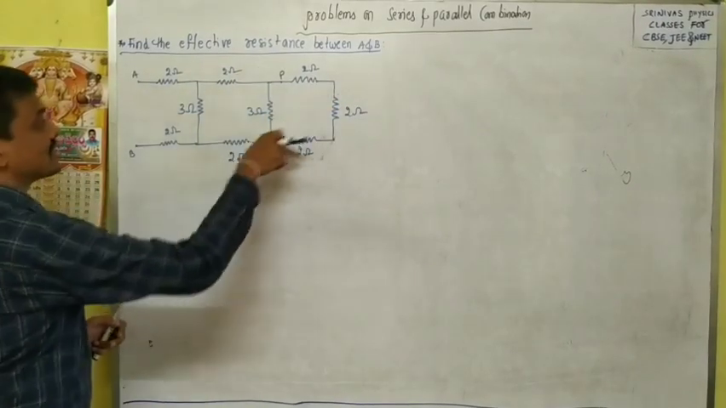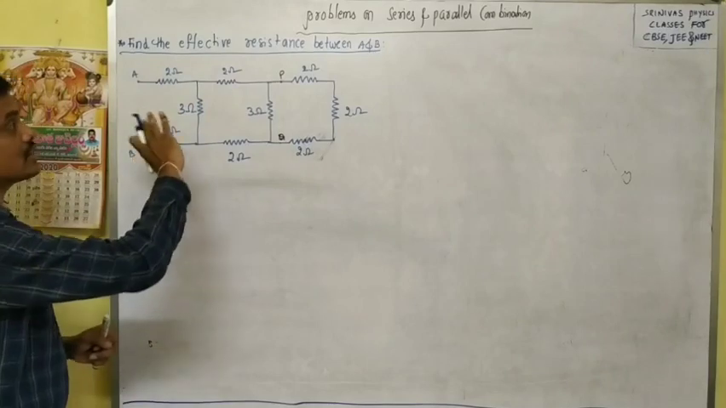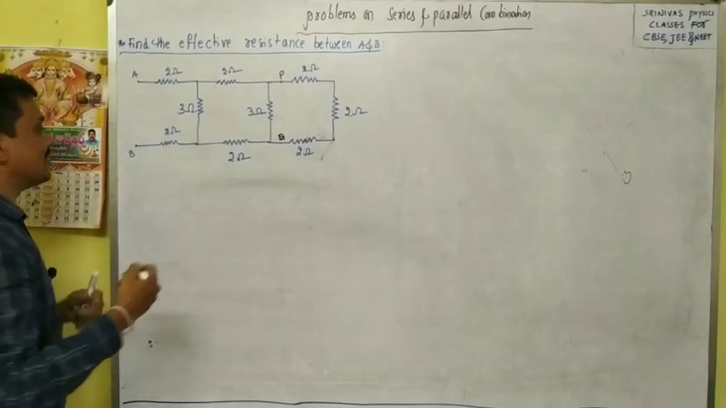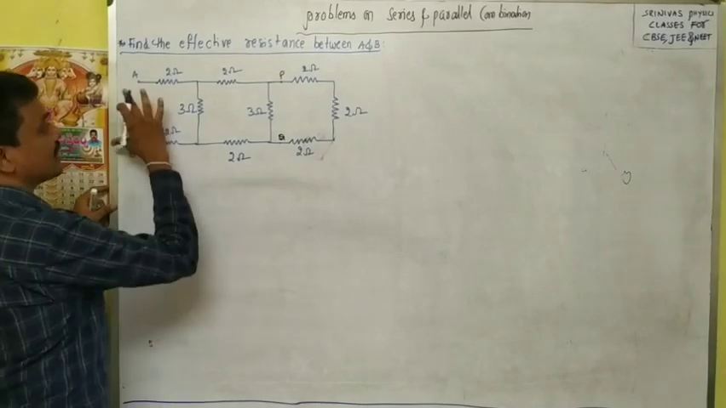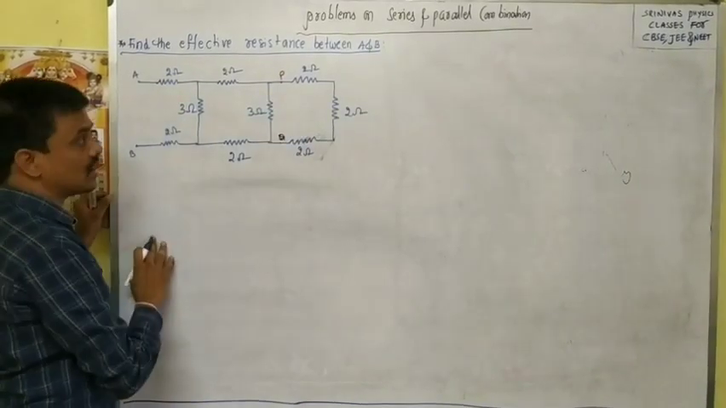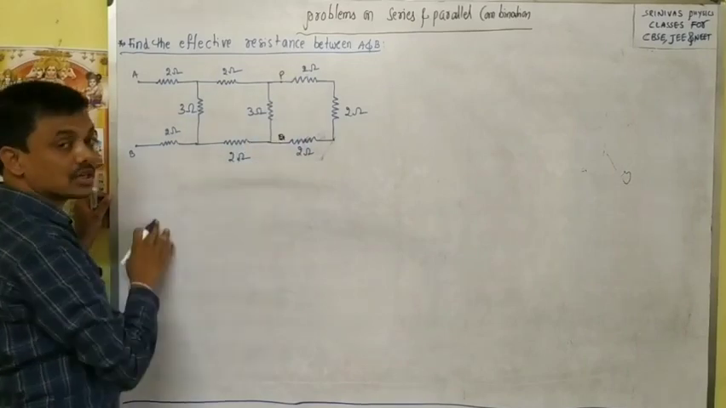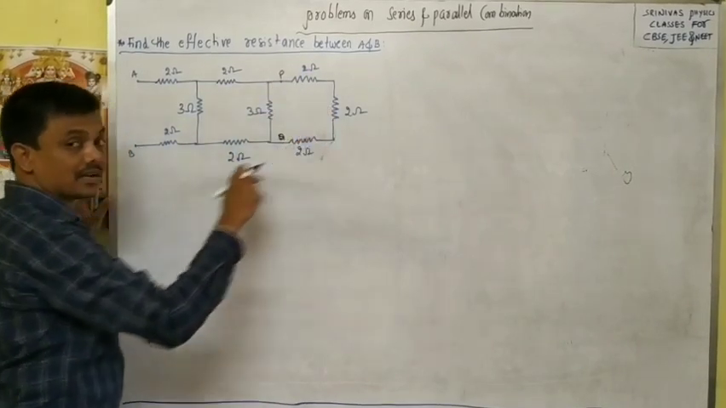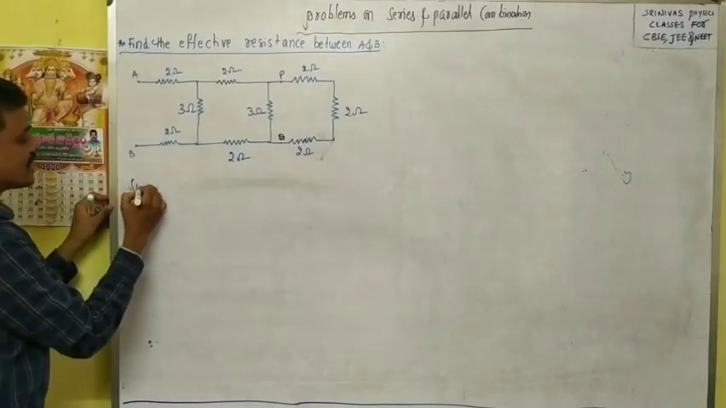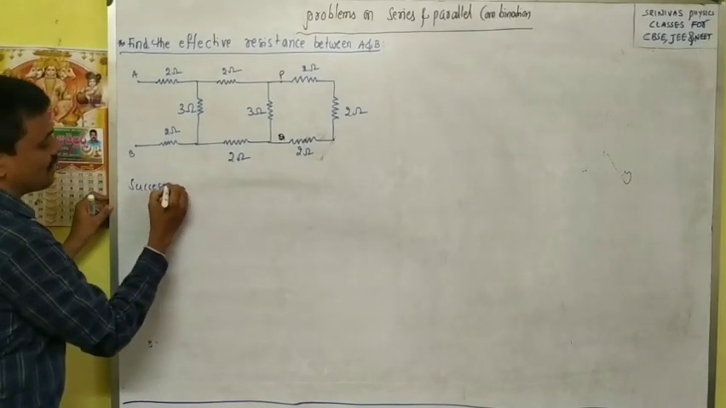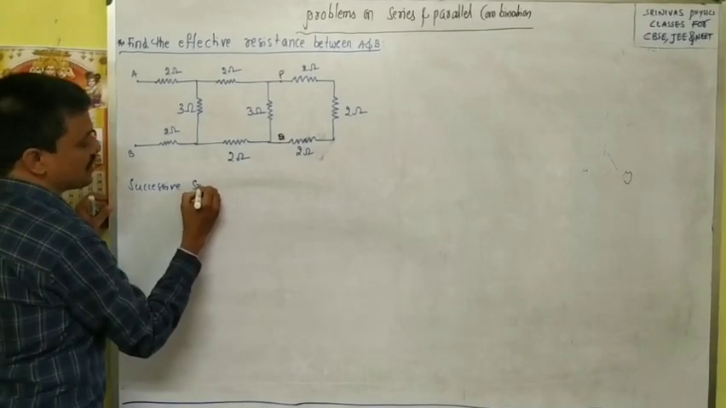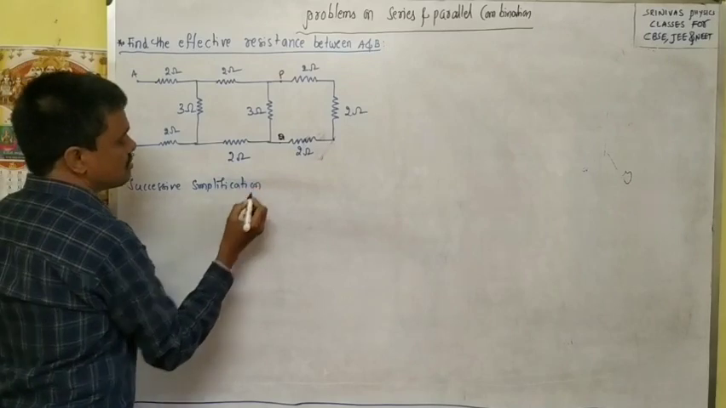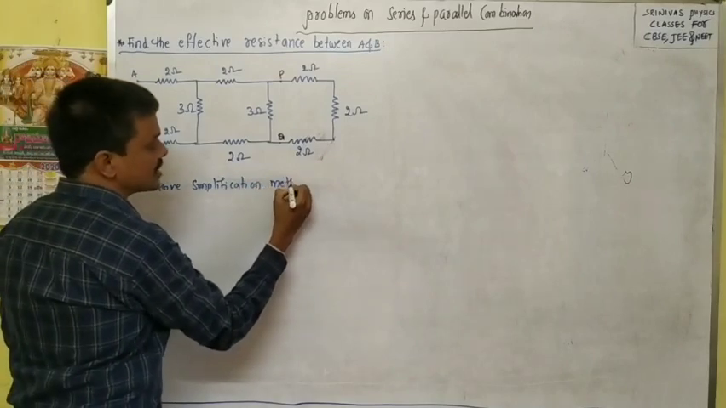If there are several resistors and, combined, they act as one resistor, then what is the effective resistance? For that we have to find which are parallel and which are in series. In this method we have to use one method, that is the successive simplification method. There are several methods to simplify. Now I will tell one method, the successive simplification method. How do we simplify this complex circuit?